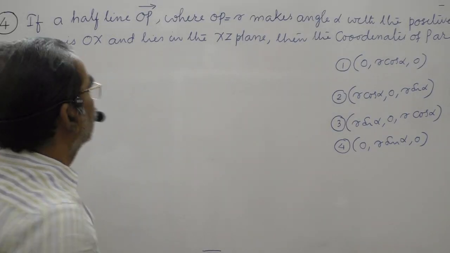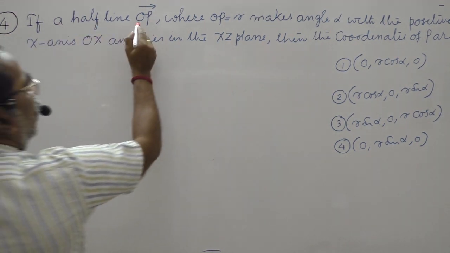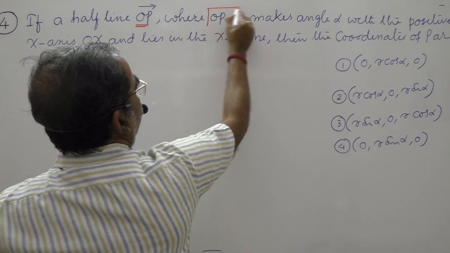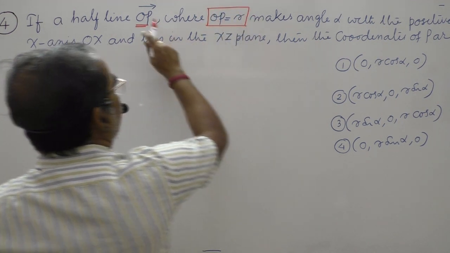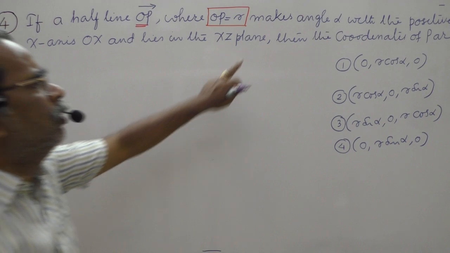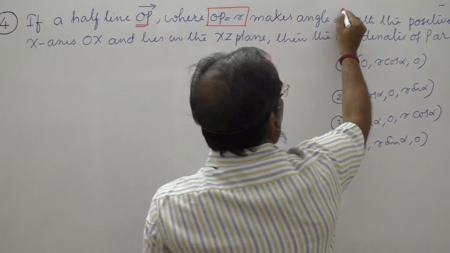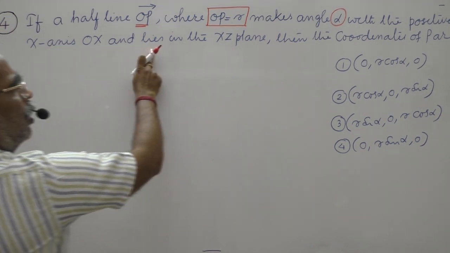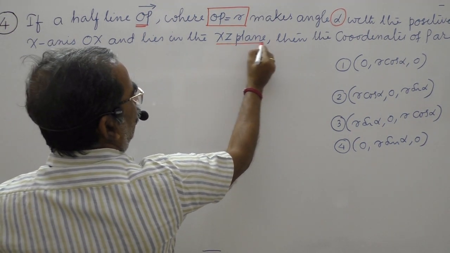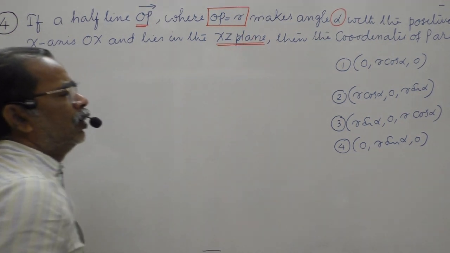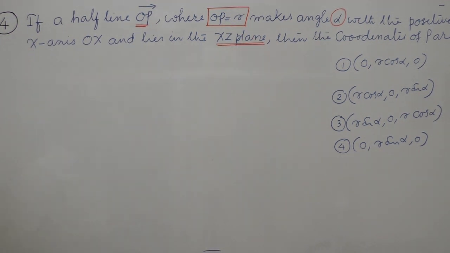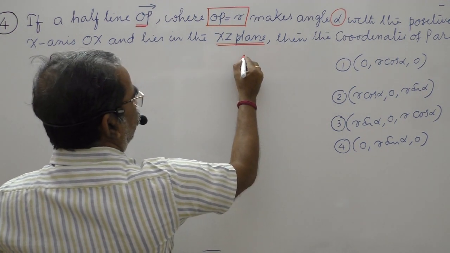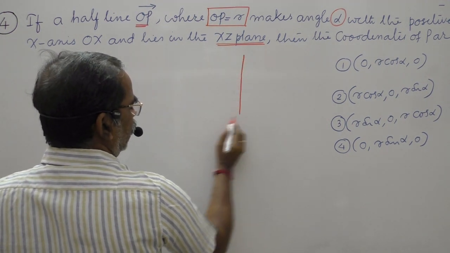Next question. See now. If a half line OP bar, where OP distance is given as R, OP is a ray or half line which makes an angle alpha with the positive x-axis and lies in the zx plane or xz plane, then what are the coordinates of point P? Very simple. I shall take a rough figure. I shall take a 3D plane.